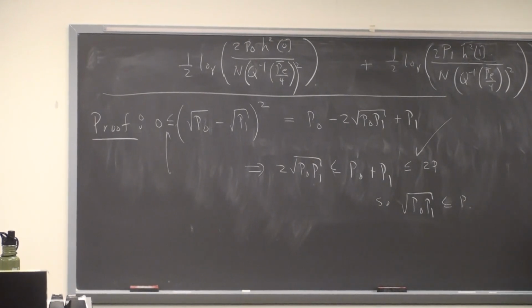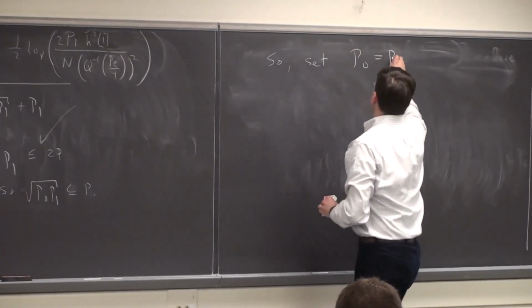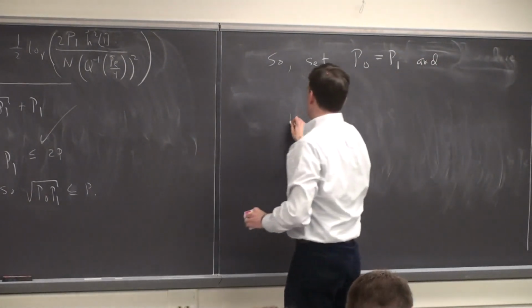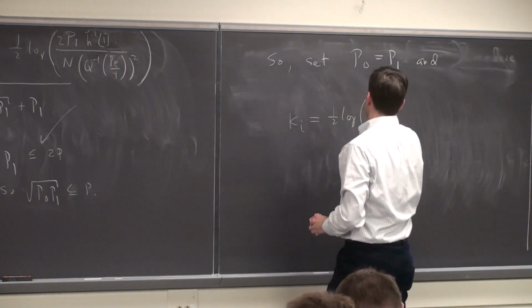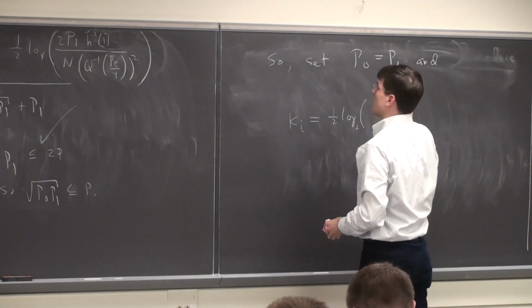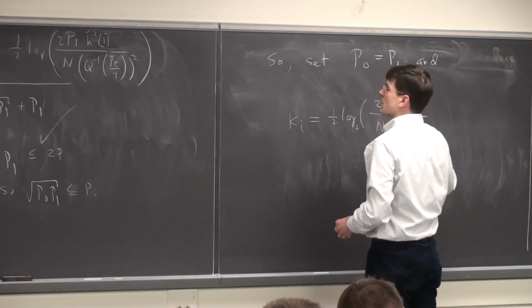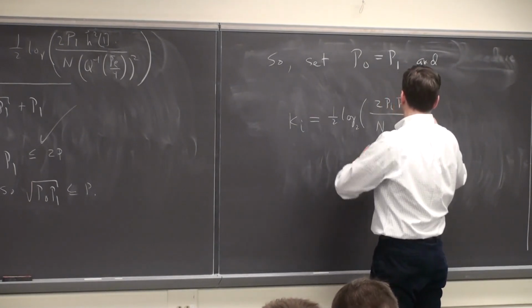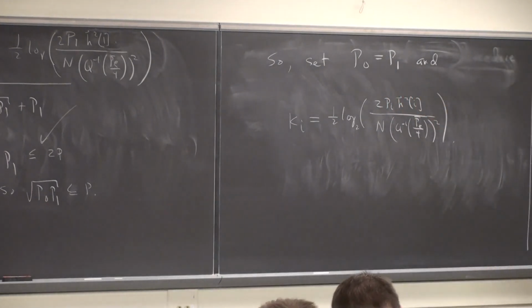So what the math says to do, modulo these approximations we're doing, is set the two powers to be the same, and the number of bits you send in the ith sample, choose to be 1/2 log base 2 of the quantity 2 pi h squared I over n, Q inverse of Pe bar over 4, and that quantity is squared. That's it.